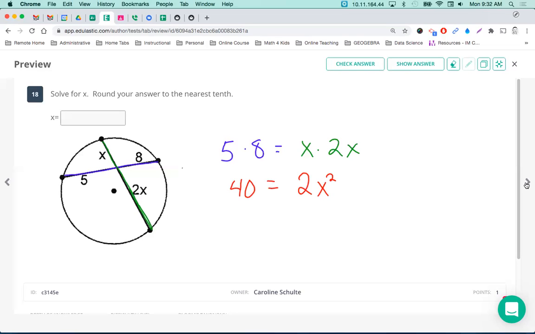When I divide both sides by 2, because in order to solve for x I need to get x squared by itself, we'll get 20 equals x squared. They want our answer to the nearest tenth. So when I take the square root of both sides, I don't need to do a simplified radical of radical 20. I can actually take the square root of 20. And when I round it to the nearest tenth, I should get 4.5. I want to say it's like 4.47. Then you round up to 4.5.